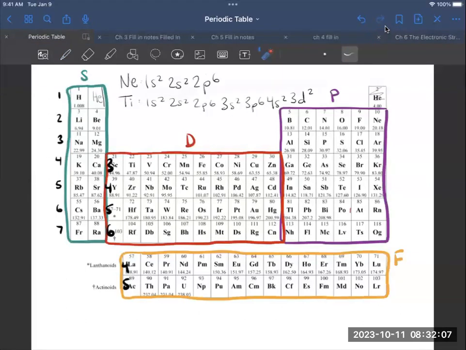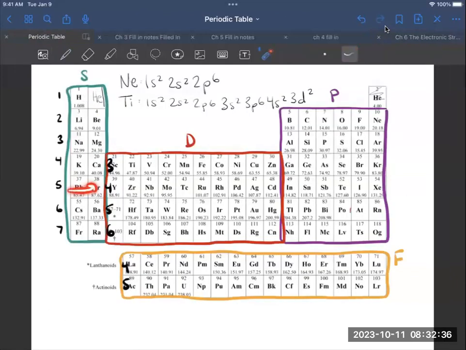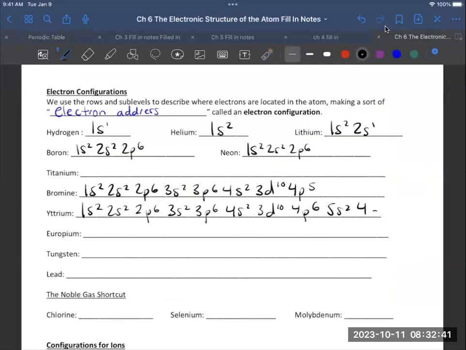If you're feeling confident, go ahead and pause and try yttrium. If you did yttrium correctly, you should have 1s2, 2s2, 2p6, 3s2, 3p6, 4s2, 3d10, 4p6, 5s2, and then after 5s2, we go through 4d1. Woo! Okay. So I think you guys are getting it.